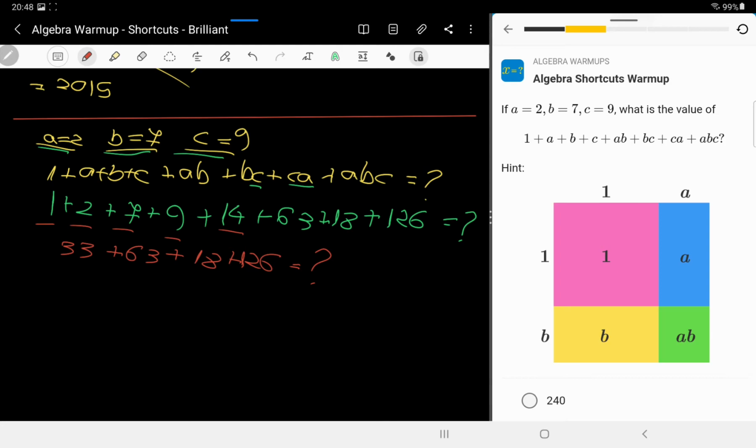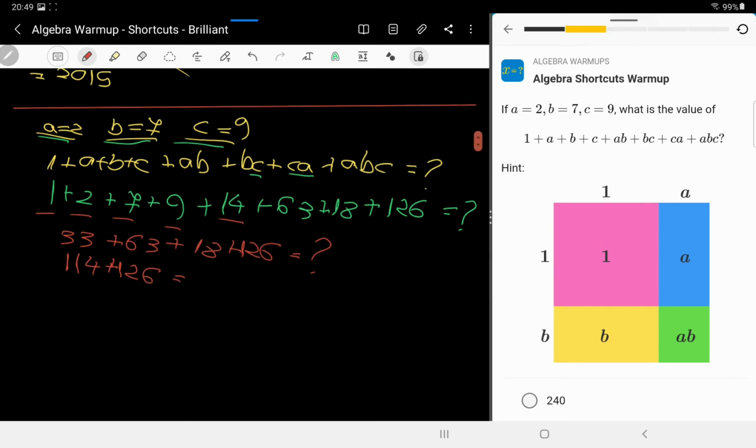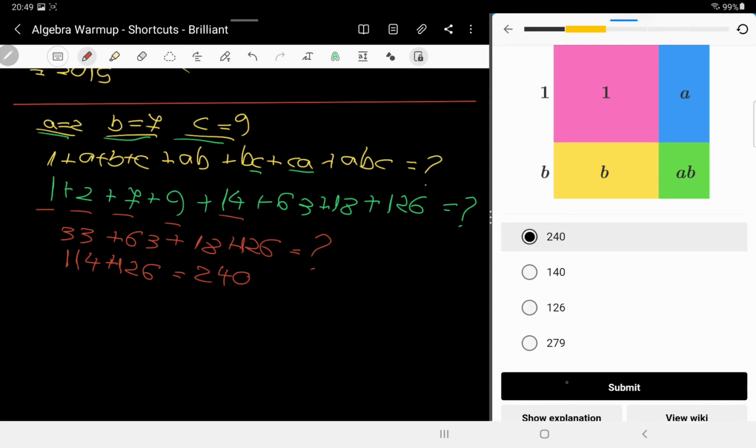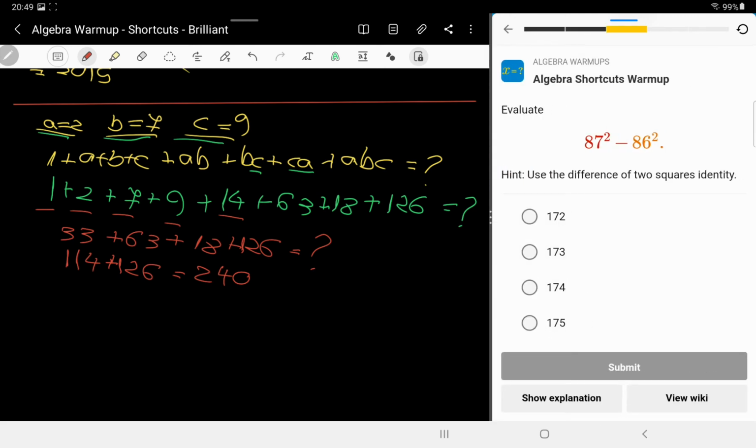Equals question mark. 33 plus 63, 96 plus 18. So this is actually a brute force and not a very nice approach to solve it, but anyways, 33 plus 63 plus 18, so 96 plus 18 is 114 plus 126 equals 240, which is over here. All right.